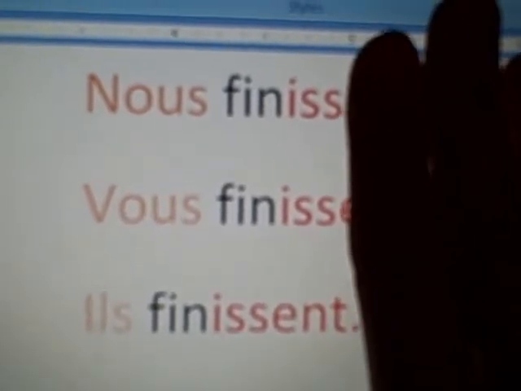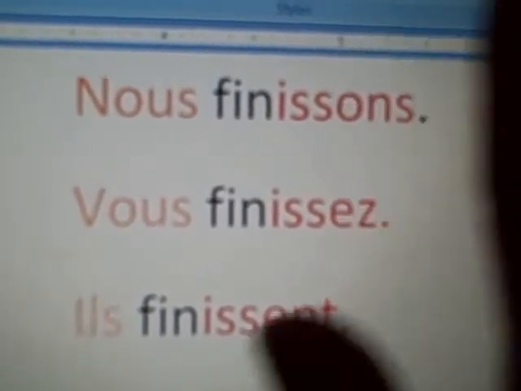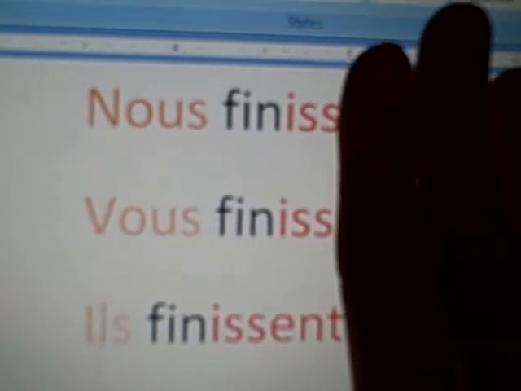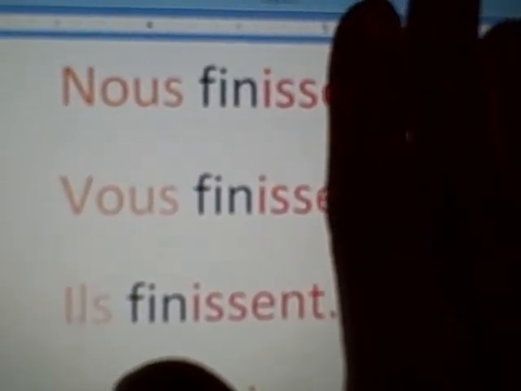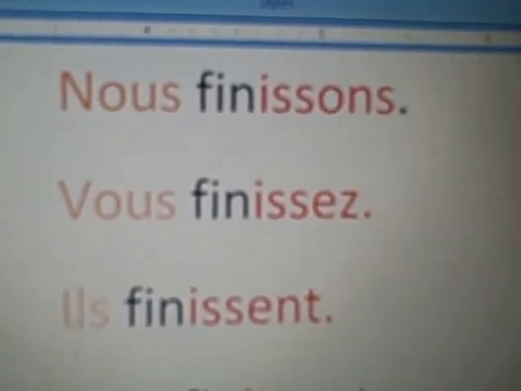Remember, for the imperfect, you take off the final ONS ending. That's how we get this. So, nous finissons, if I take off the ONS, I end up with FINISS. Keep that in mind if you're planning on working on the imperfect anytime soon.